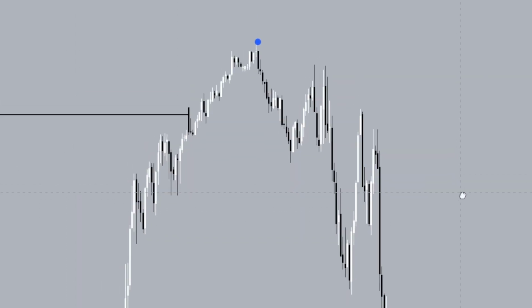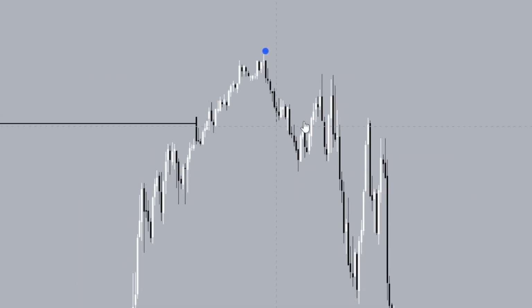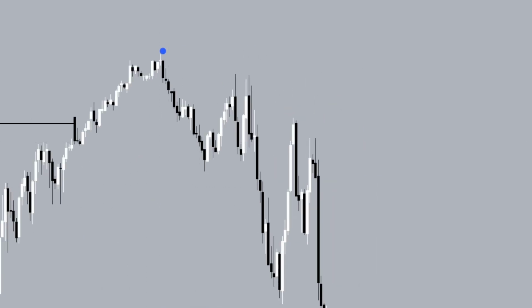We understand that we're above an old high, right? So this region over here is that we're above an old high. Okay, so when we're above an old high, what can we expect, right?